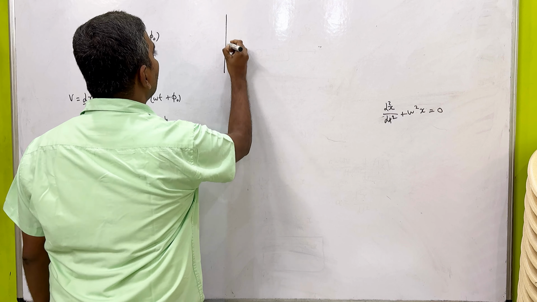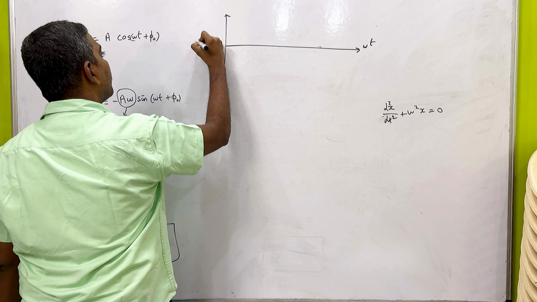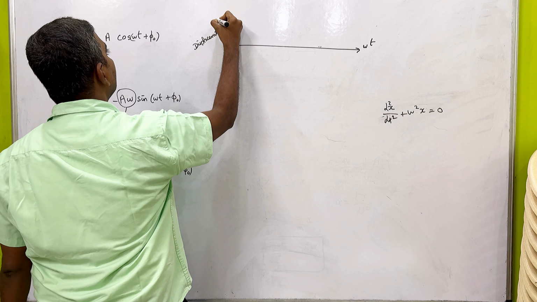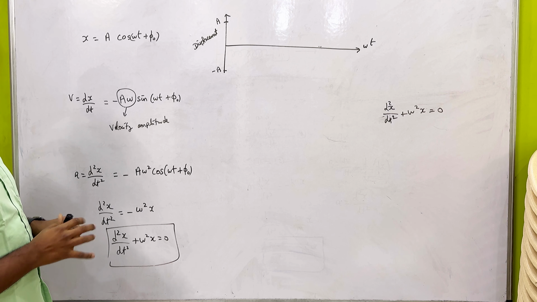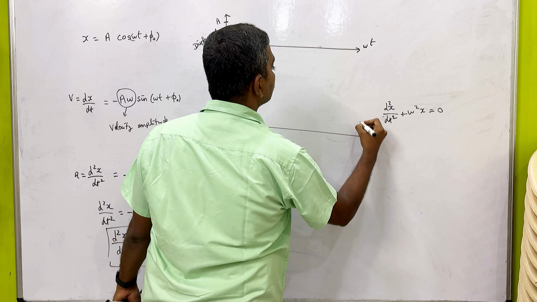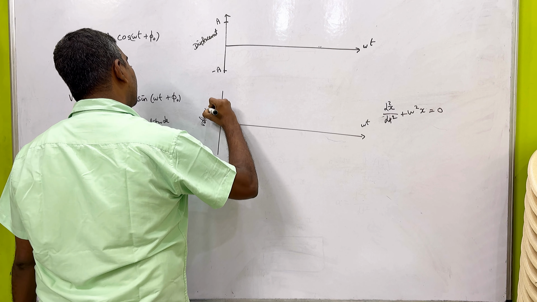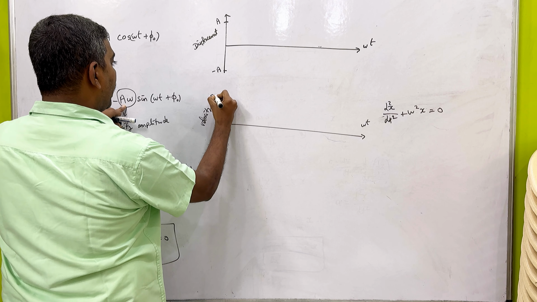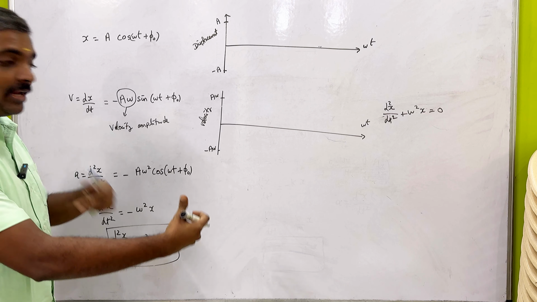So this is a plot between omega t versus displacement. The maximum displacement is going to be A, and the negative maximum is minus A. Here, velocity versus omega t. This is my amplitude, right? Here it is A omega, going to minus A omega. So this velocity amplitude is the maximum velocity.